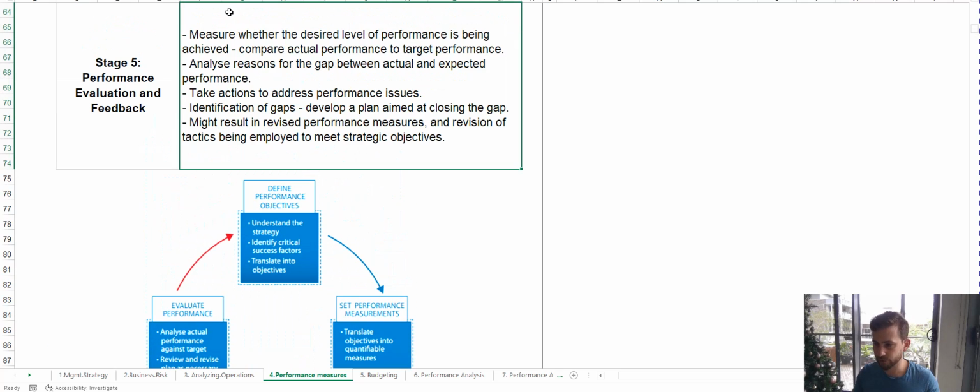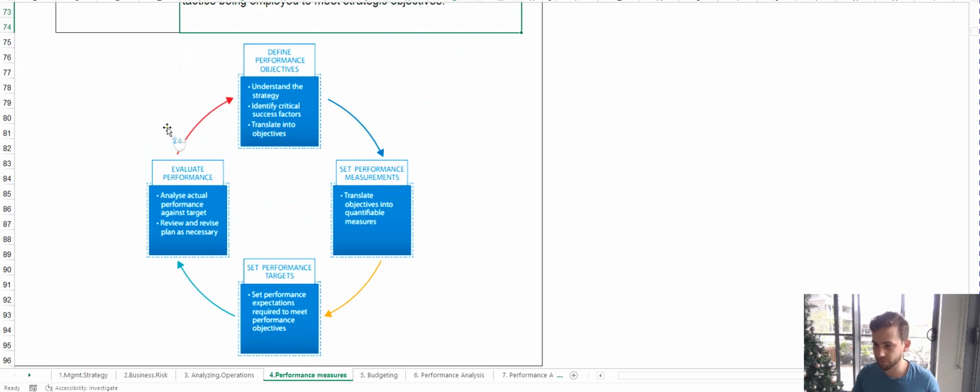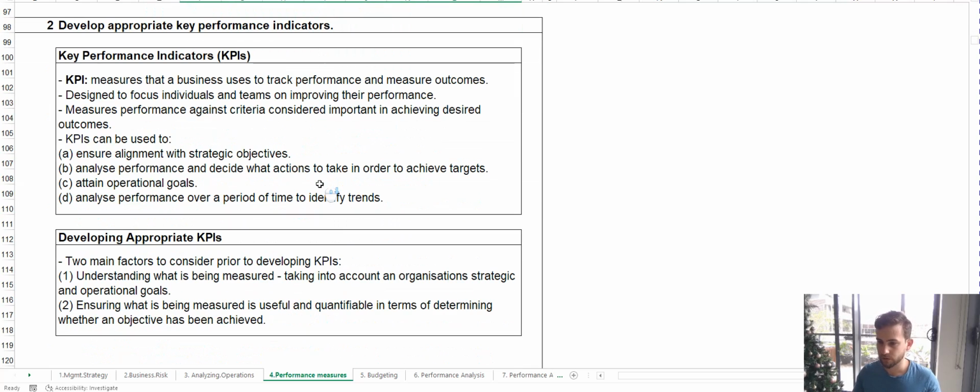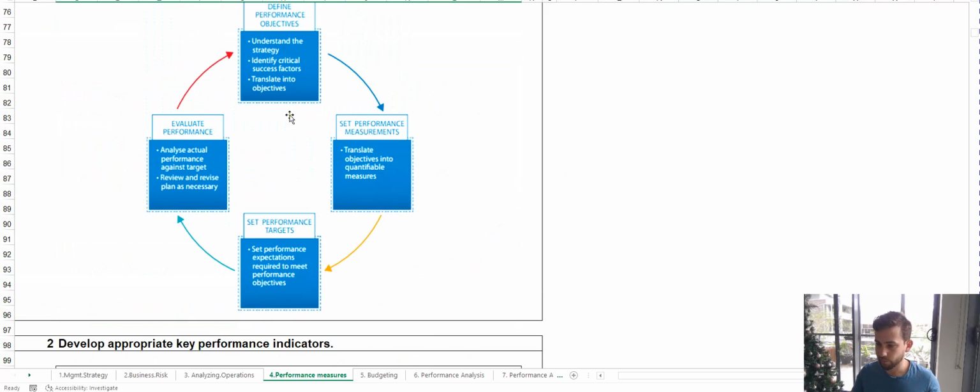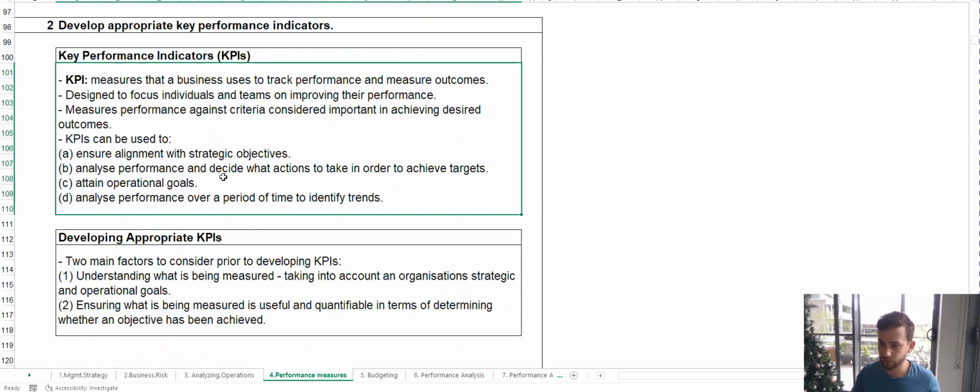Here we have a diagram which visually summarizes what we discussed above. You define the objectives, you set the performance measurements, i.e. the KPIs, you set the targets, then you evaluate, and so forth. Okay, so the next one that we're going to talk about is developing appropriate key performance indicators. If you remember from the very top of the page, this is the second subtopic, KPIs. We mentioned it a little bit above with setting performance measurements. This is more of a deep dive into that.